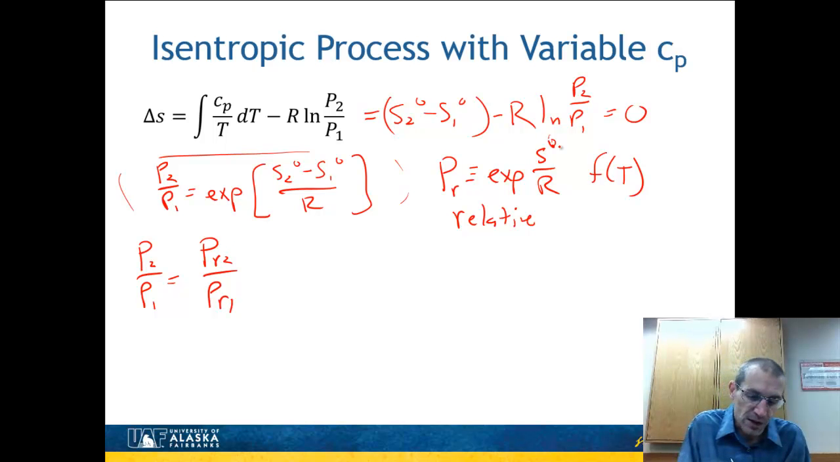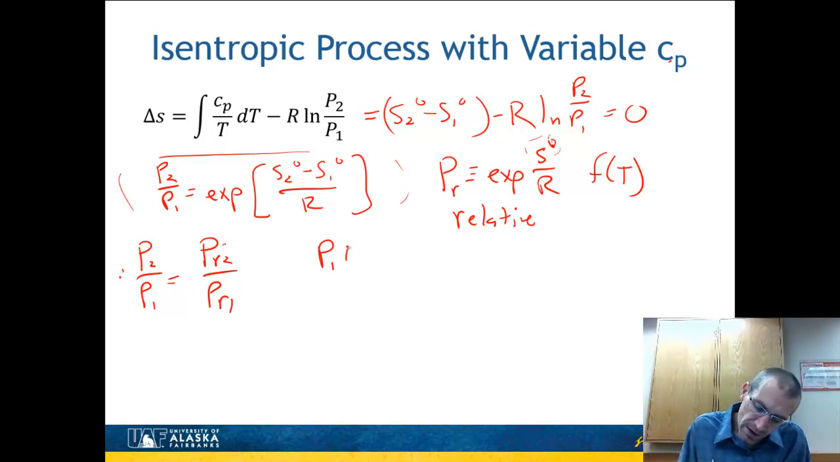I took the standard state entropy off of table A17, divided by R, and then took the exponential of it. These are actually tabulated in tables as well, as we'll see, so that we can account for the heat capacity and get what our pressures are going to be. There's another relation I can actually use.